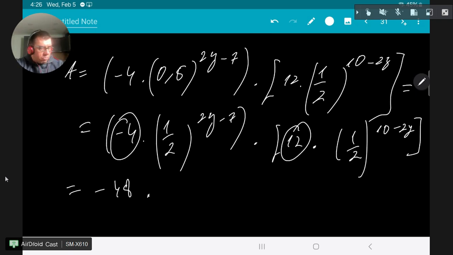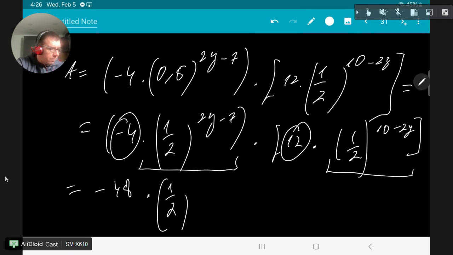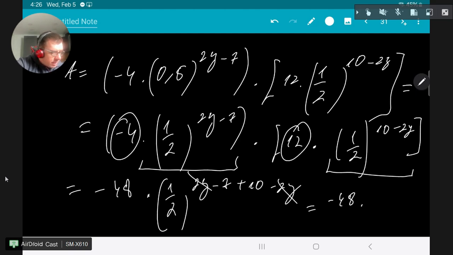And now I'm going to multiply this one and this one. So I get 1/2 to the power of, I simply add the exponents because I have the same base, which is 1/2. So I get 2y minus 7 plus 10 minus 2y. 2y minus 2y will cancel. So this is minus 48 times 1/2 to the power of 3. 10 minus 7 is 3. 1/2 to the power of 3.